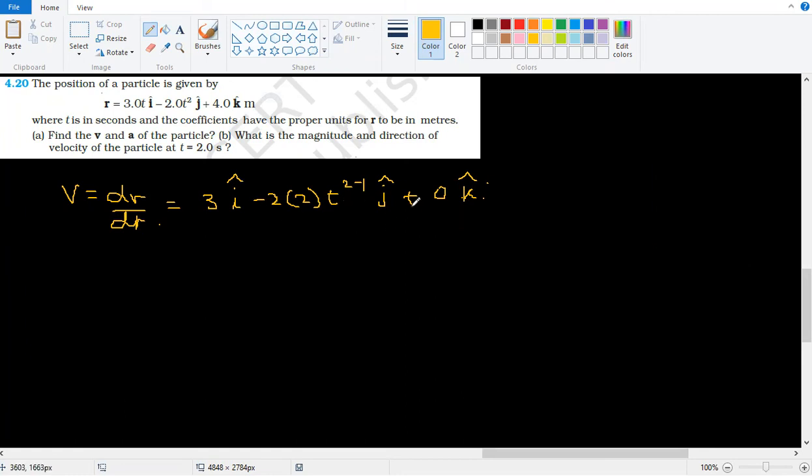And remember, since you have ijk, this itself gives you the direction also. So actually I should write this like this, dr by dt. So this itself is a vector. And if I want the velocity at 2 seconds, I have to substitute here. So I'll be getting, this will be minus 4 into 2 will give me 8.